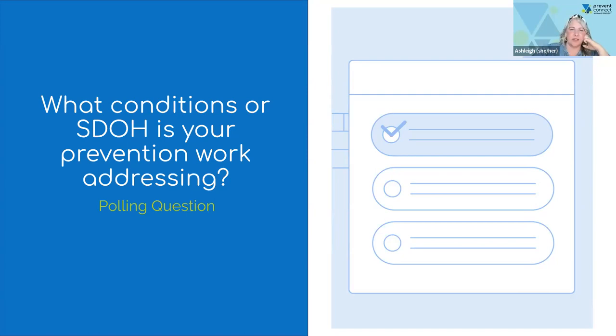And Christina, Belinda, Gabby, you'll see that the majority of folks are impacting or addressing the social and community context. We do have, I think, in second place, looking at education access and quality, followed by healthcare access and quality, and then pretty split neighborhood and built environment and economic stability. So that is what is going on in this room.